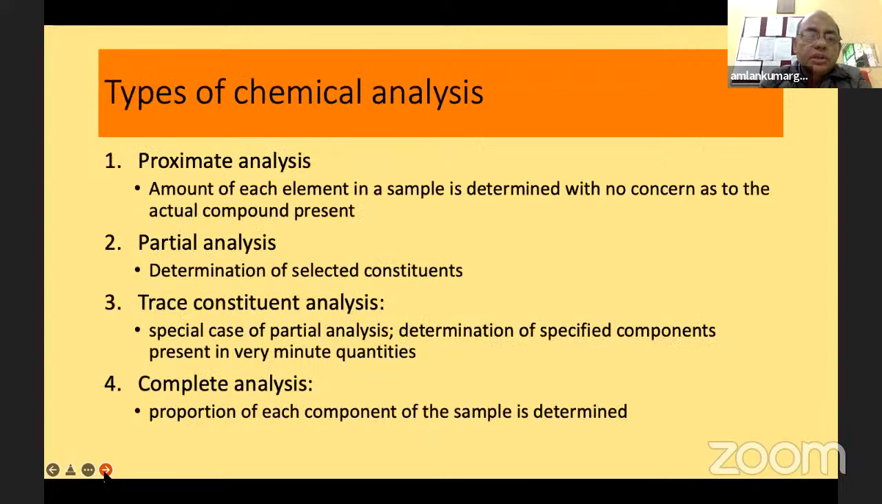So as I was telling you, there is proximate analysis, partial analysis, trace analysis, and complete analysis. In complete analysis, suppose we have 4 constituents in a compound, A, B, C, D, then for each we need their proportion: what percentage of A is in compound ABCD, what percentage of B is in compound ABCD. So each of it will have to be found out to get that complete analysis. Whereas in proximate analysis, we do the analysis without any concern for the quantity of element A or B or C or D present.